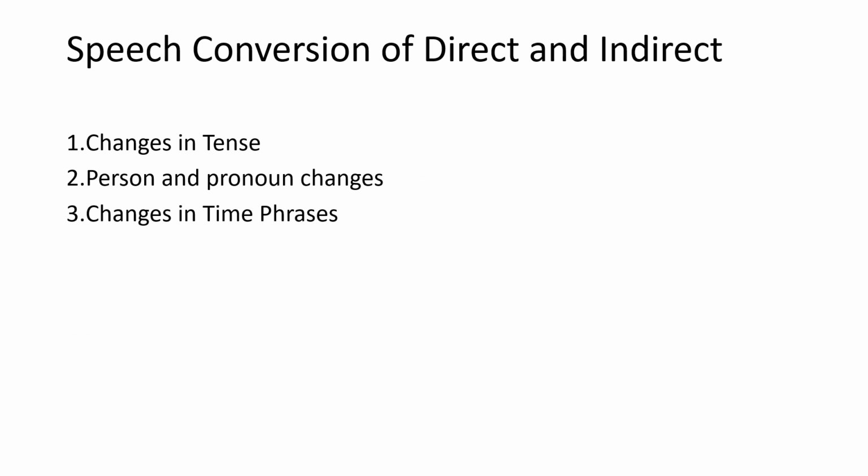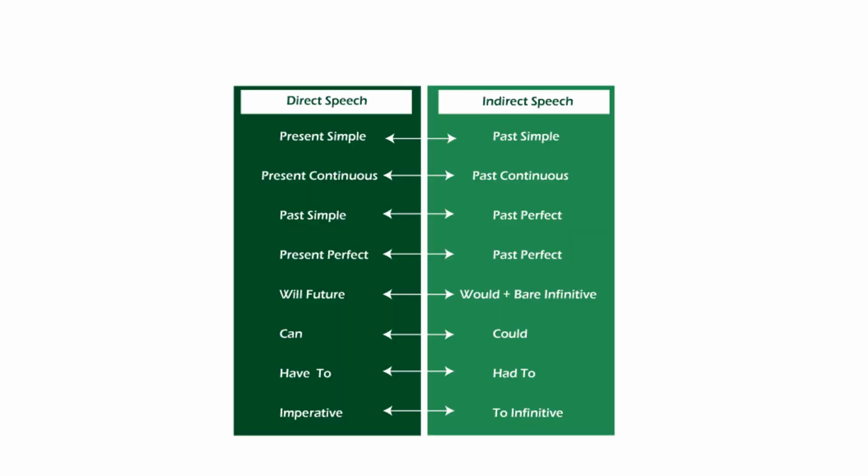Speech conversion of direct and indirect speech. Change in the tense is there, person and pronoun changes are there, changes in the time phrases are also there. As you can see in the picture over here, while changing a direct speech into indirect speech, the simple present will be changed into past simple as we have discussed. Present continuous will be changed into past continuous. Simple past will be changed into past perfect by addition of have and had as you have seen. Present perfect will be changed into past perfect. Will future will be changed into would plus bare infinitive.